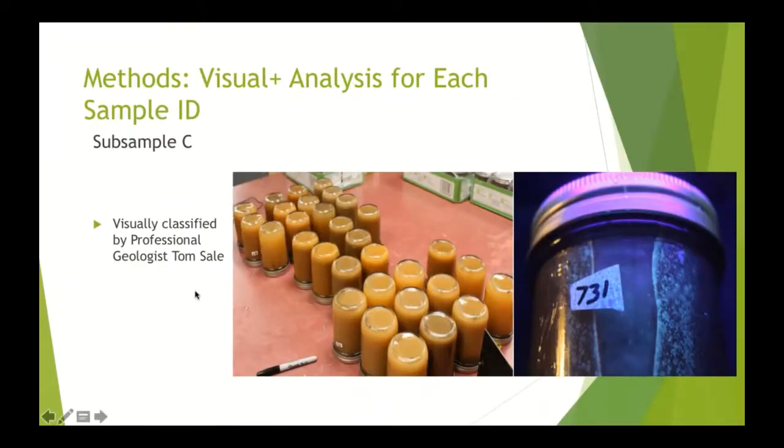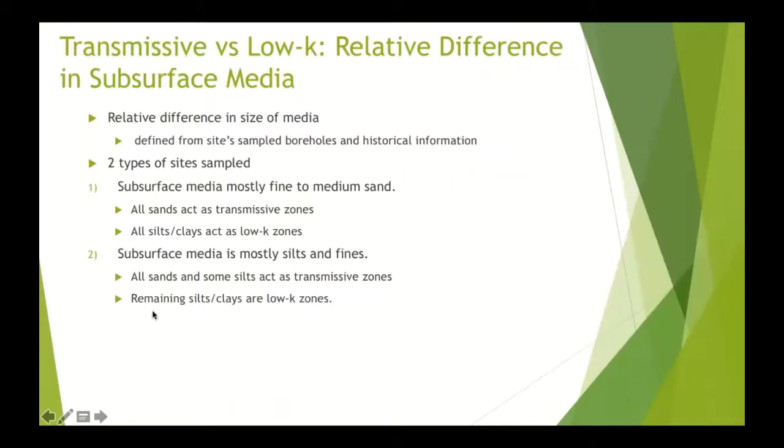Subsample C is visually classified by professional geologist Dr. Sale for sediments. As you can see here, the jars each contain a single sample ID and are individually classified. They are then put under UV light for fluorescence. A key point to this thesis is to differentiate between transmissive and low K zones through relative difference in sizes of subsurface media. This relative difference defines some subsurface media as transmissive and the rest as low K. The dividing point for each site was defined from our sample core analysis and through historical information.